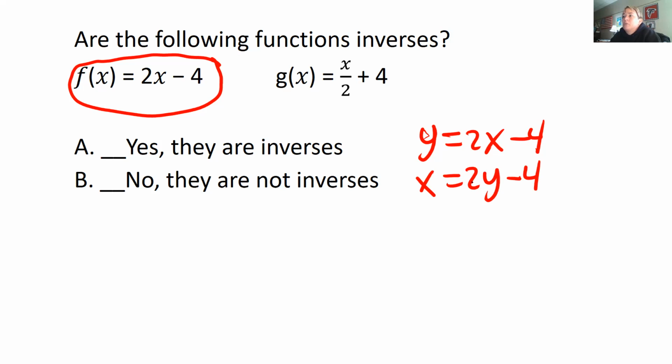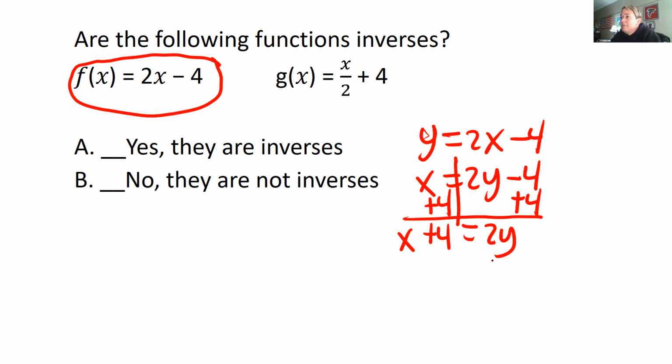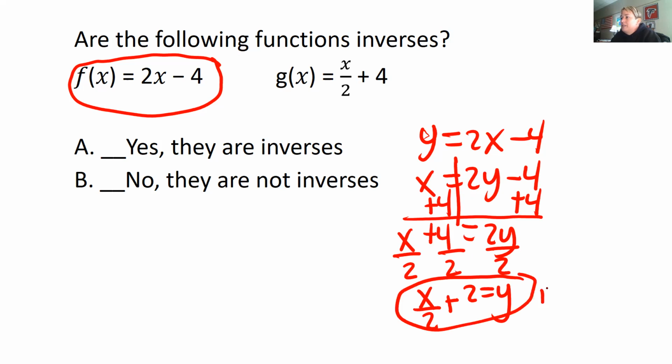So that's all I did, I switched places, which y'all were really good at the other night. And then I'm going to add my 4 to both sides. But then as you see, they are not like terms. So I've got x plus 4 equals 2y. And then I have to divide by 2. Everything has to be divided by 2. So that's going to give me x over 2 plus 2 equals y. That's going to be my inverse.